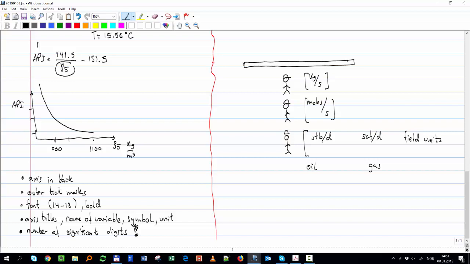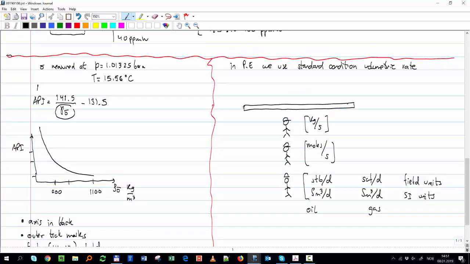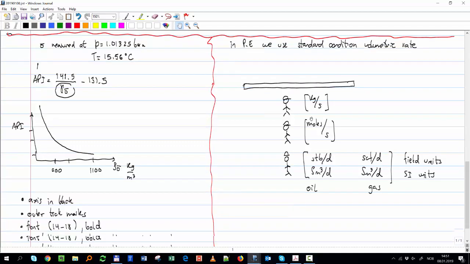And if I say in SI units, actually the units are the same. It's standard cubic meters per day for both oil and gas. But the S is extremely important. If you want to say how much is circulating through the pipe, you have to remember this S. It's extremely important.